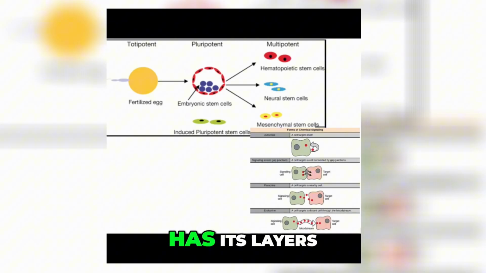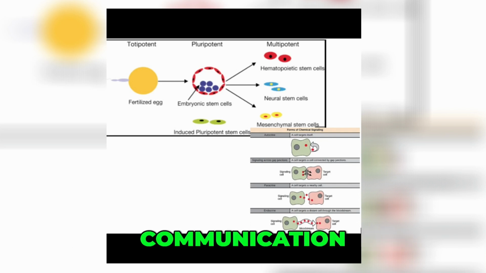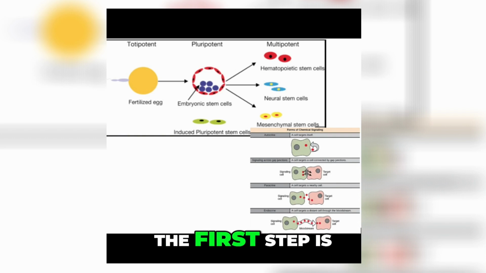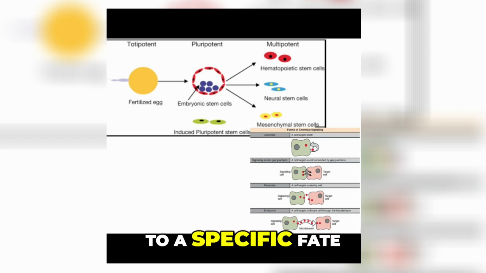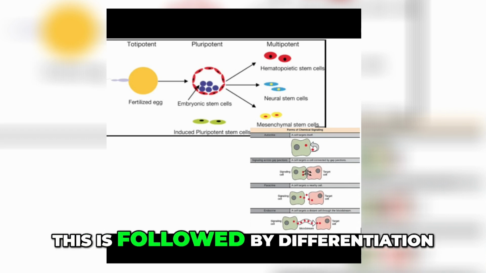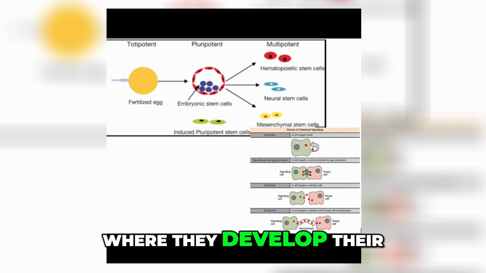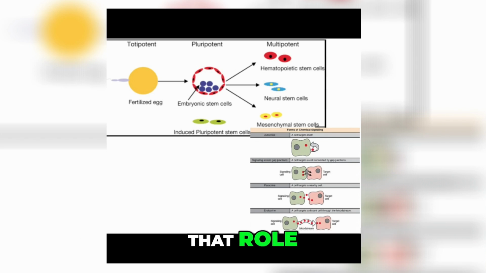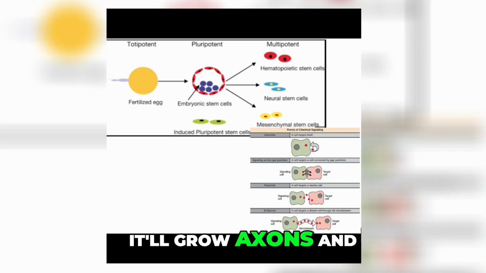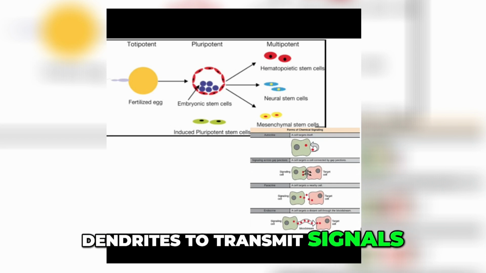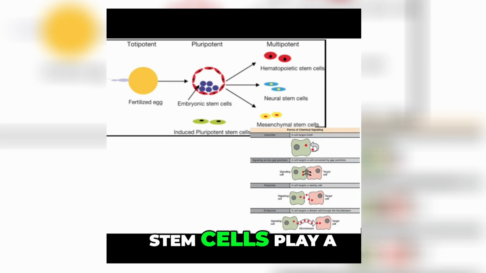Now that the embryo has its layers, how does the cell decide its roles? Enter cell specialization and communication. The first step is called determination, where the cells commit to a specific fate. This is followed by differentiation, where they develop their structure and function for that role. For instance, if a cell is destined to become a neuron, it'll grow axons and dendrites to transmit signals. Stem cells play a starring role here.